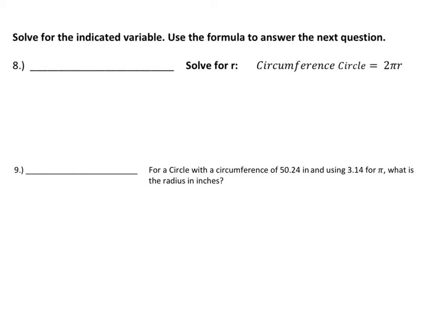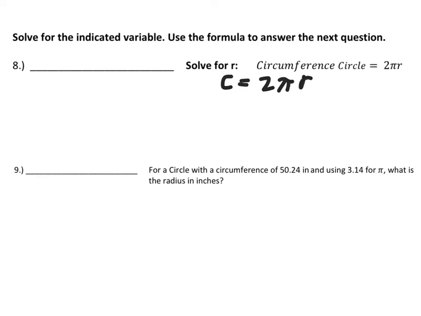Here's part 2 of your study guide. For 8, we are asked to solve for the indicated variable, and for 9, we're going to use the formula to answer that question. Our formula for circumference of a circle is 2 times pi times the radius.